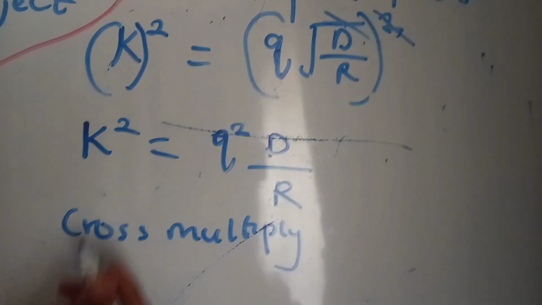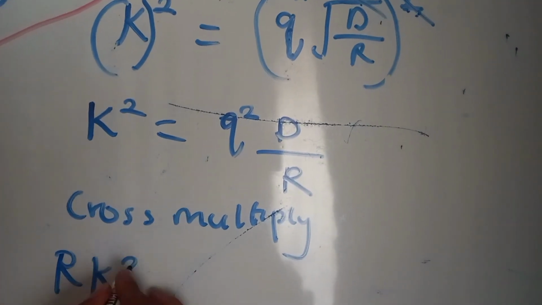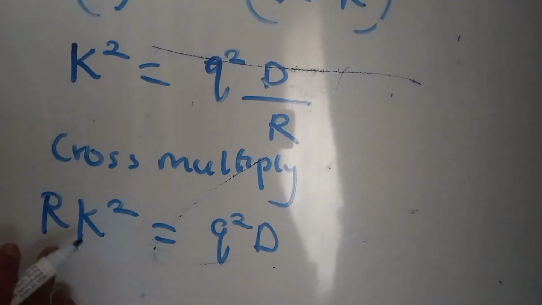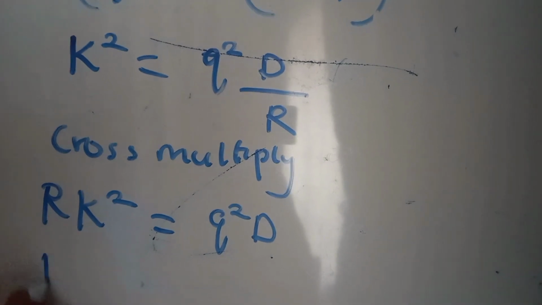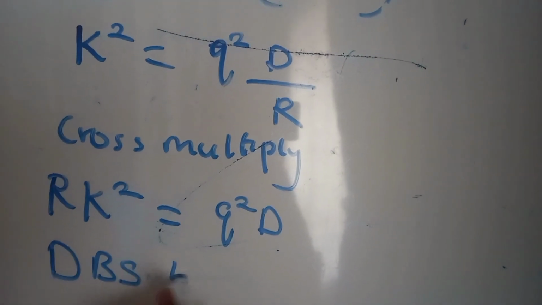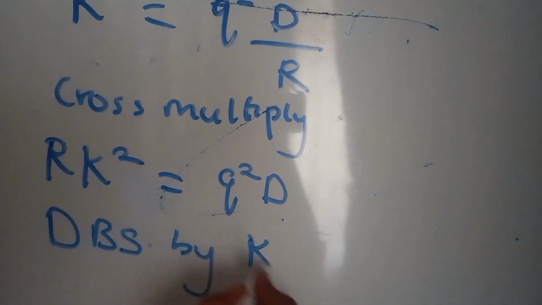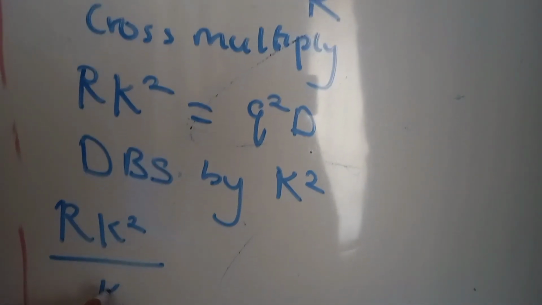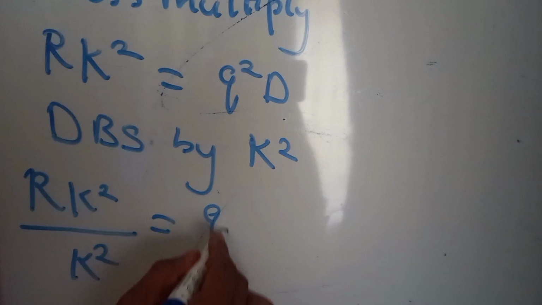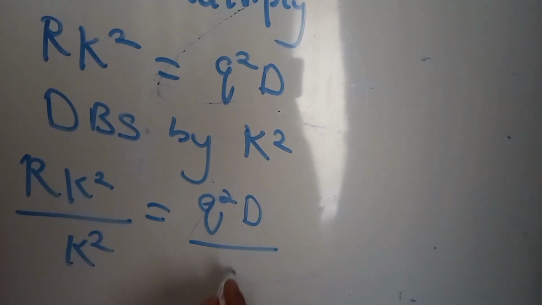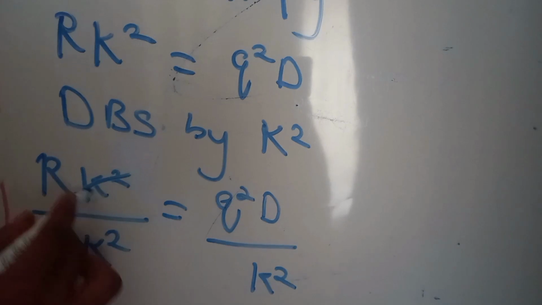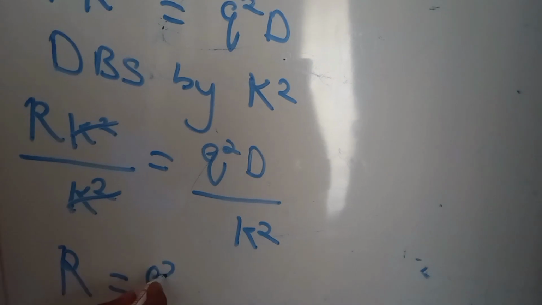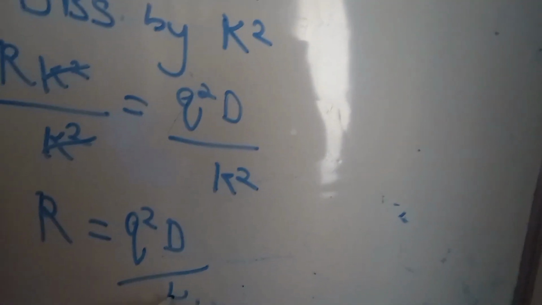Okay, so we have r k square equals q square d. I'm to make r the subject of the formula, so I'll divide both sides by k square, which means r k square over k square equals q square d over k square. So k square cancels k square. We have r equals q square d over k square.